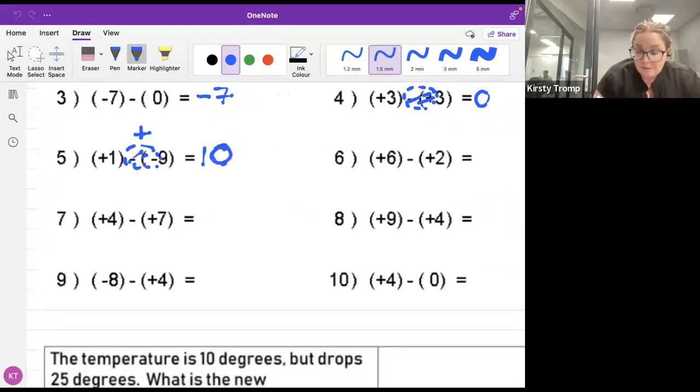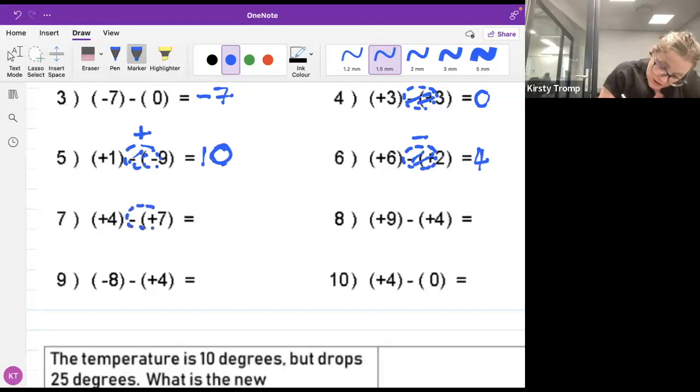All right. I've got a negative and a positive next to each other. I draw my circle. I've got a negative and a positive, so I cross them out and it becomes a negative. 6 minus 2 will give me 4. I've got a negative and a positive next to each other. I draw a circle around them. Cross them out, it becomes a negative. 4 minus 7 will give me negative 3.